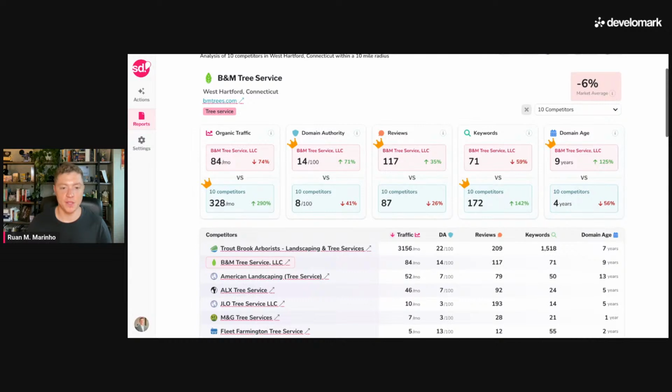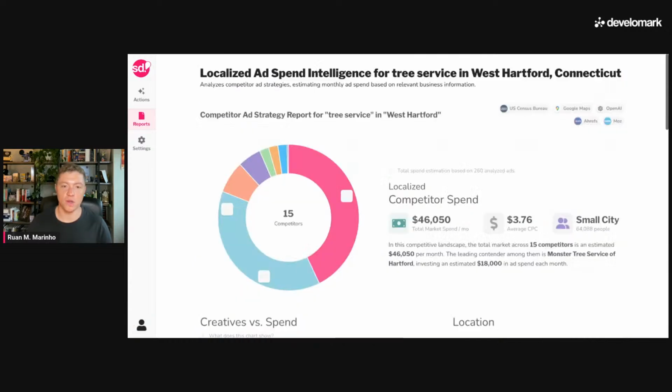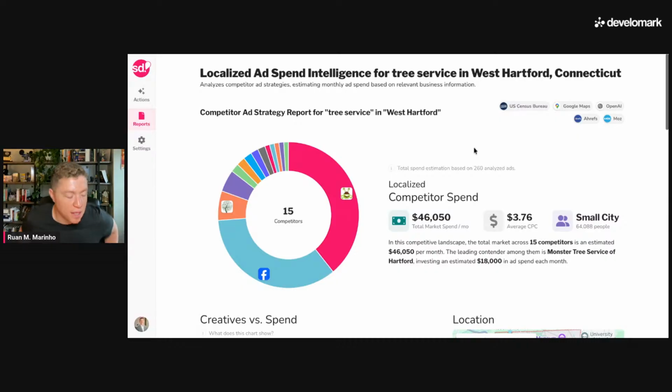which is the localized ad spend intelligence. A lot of the time when we're selling digital marketing services, we may want to know how much competitors are spending in that area. It gives the customer understanding, because they're going to take your quote and ponder if it's working for other companies. So the localized ad spend intelligence allows us to see which tree companies are running ads in that defined area.